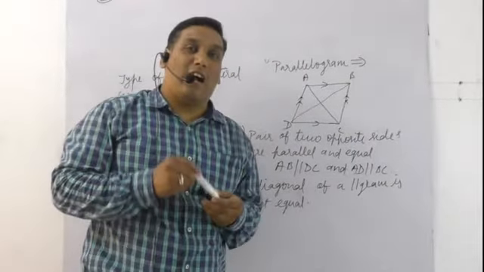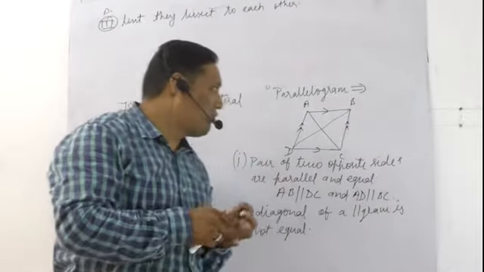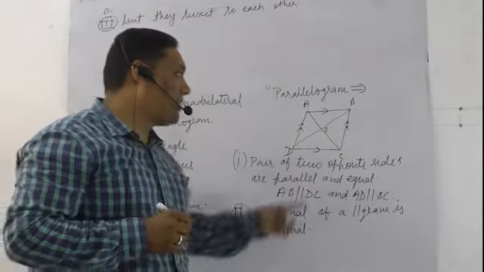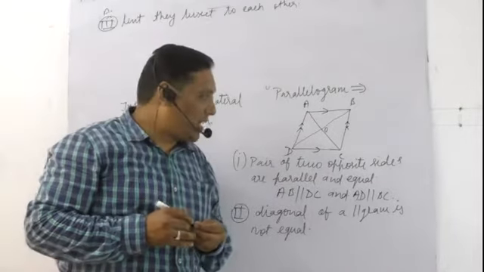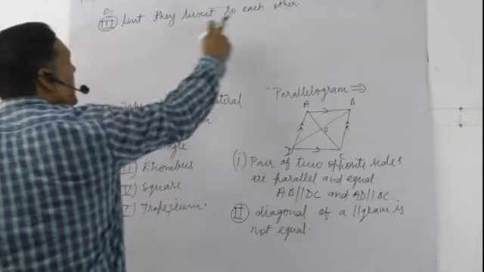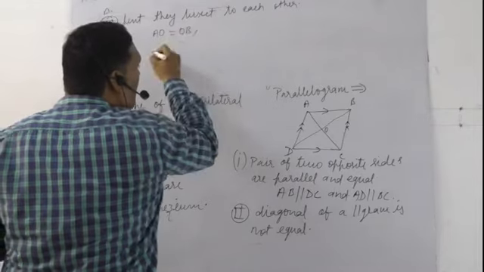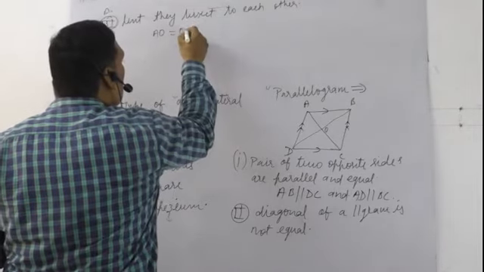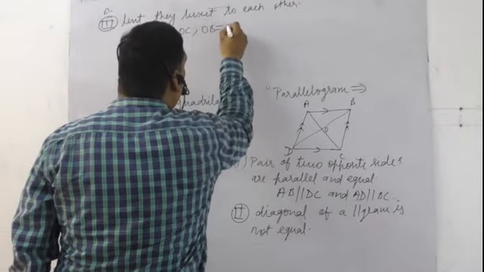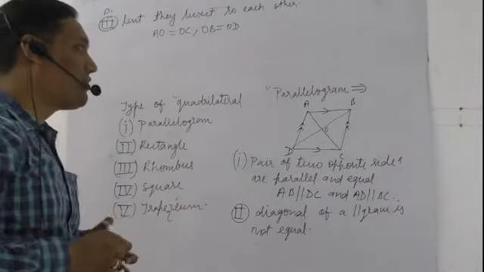Bisection means to divide into two equal parts. Let diagonals AC and BD bisect at O. It means AO equals OC and BO equals OD. But they bisect each other: AO equals OC and OB equals OD.